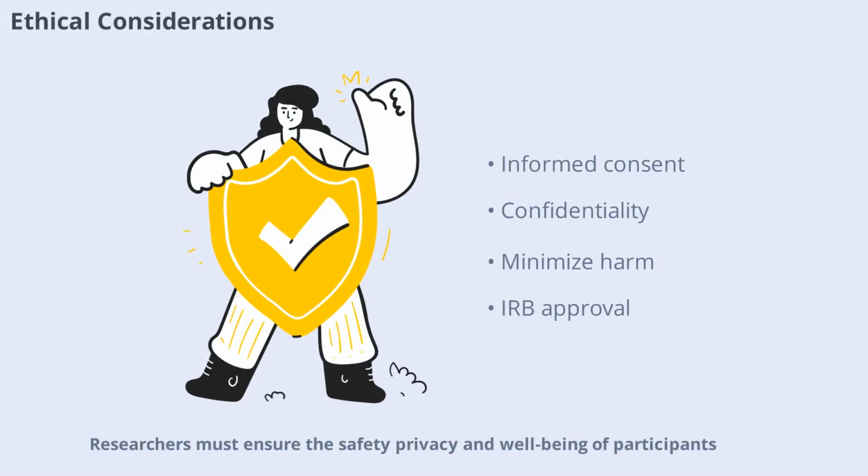Researchers must ensure the safety, privacy, and well-being of participants, especially when studying vulnerable populations. Informed consent, confidentiality, and minimizing harm are key ethical principles. Institutional review boards (IRBs) review research proposals to ensure they meet ethical standards. Balancing scientific goals with ethical responsibilities is a constant challenge in this field.